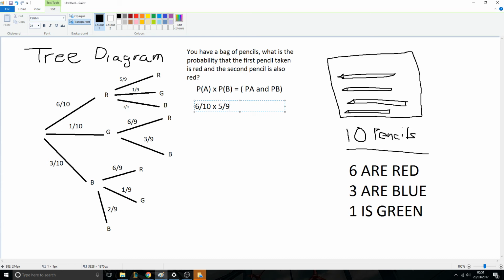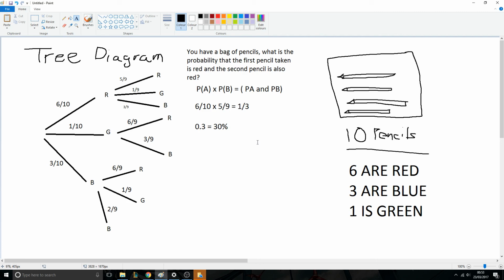So if we just type this into a calculator, 6 over 10 times 5 over 9, that will give us 1 over 3. And 1 over 3 is 0.3, which equals 30%. So there is a 30% chance that the first and second pencil taken out of the pencil case will be red.